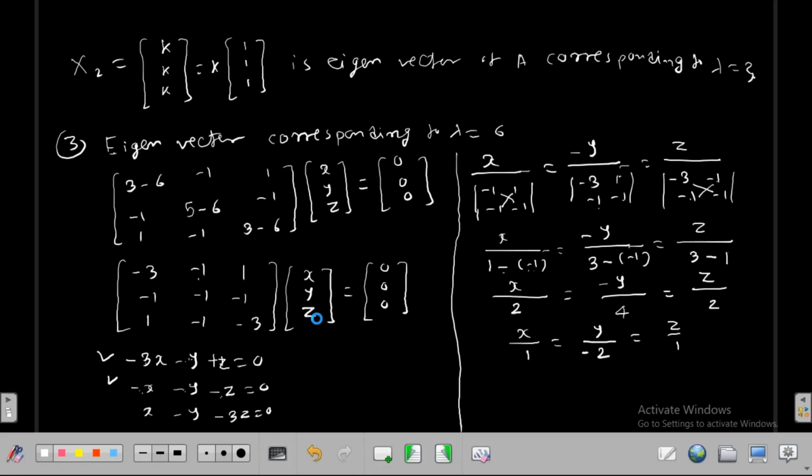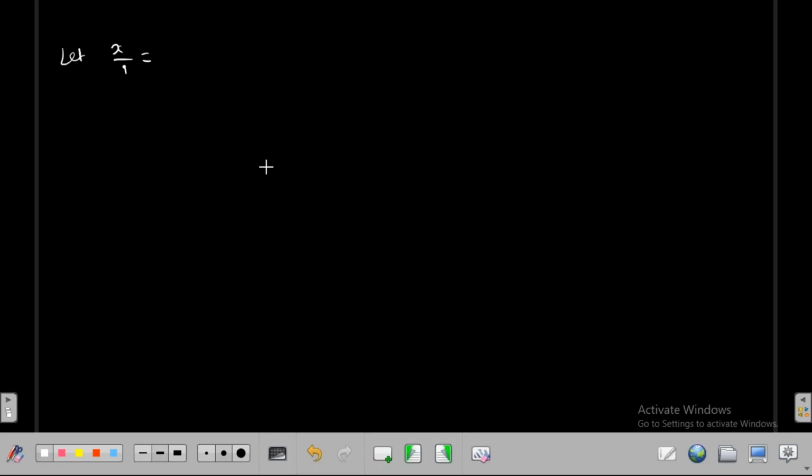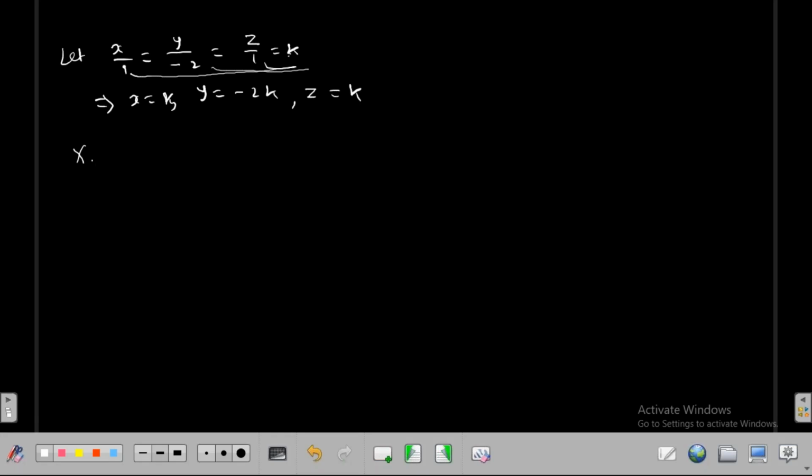Now let x by 1 equal to y by minus 2 equal to z by 1 equal to k. This implies that x equal to 1 times k, y equal to minus 2 times k, and z equal to 1 times k. So the last vector x3 is x, y, z, the unknown variables we are finding. Put x value k, y value minus 2k, and z value k. Now take k common, so we get k in a bracket 1, minus 2, 1.